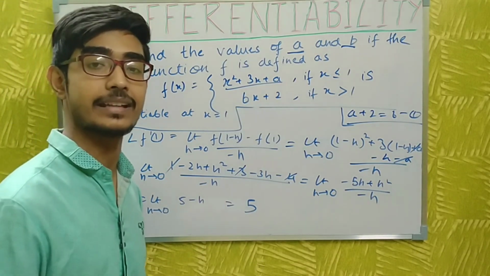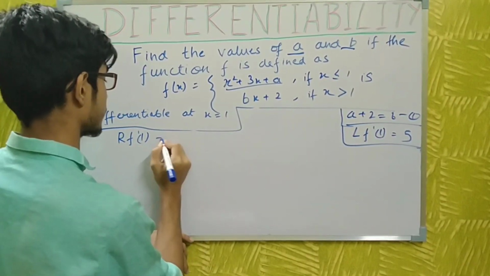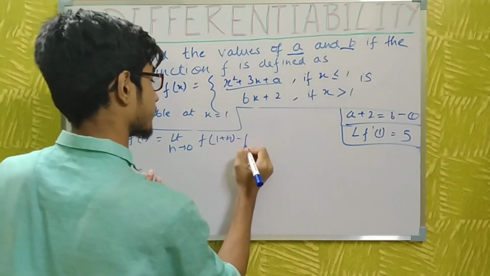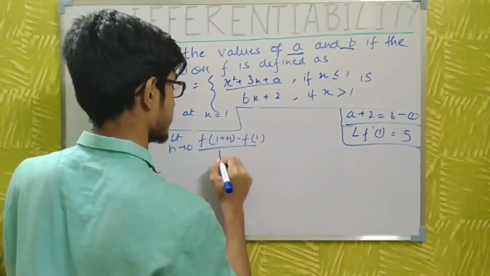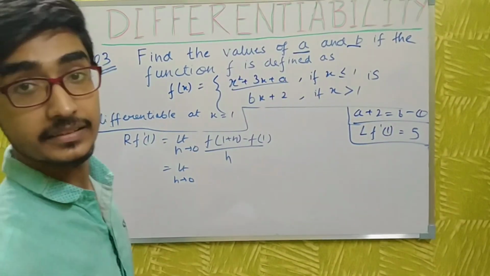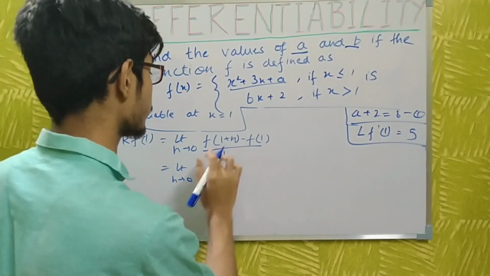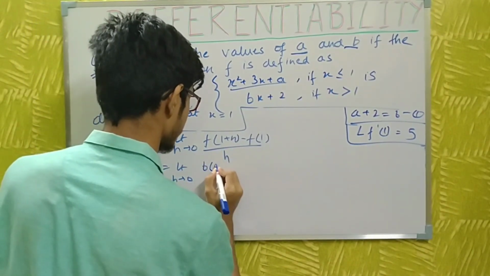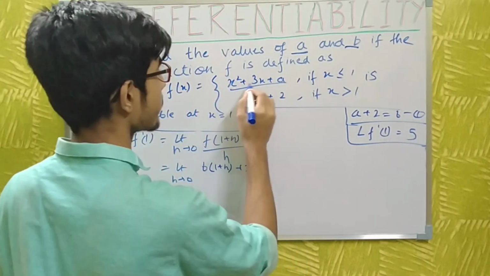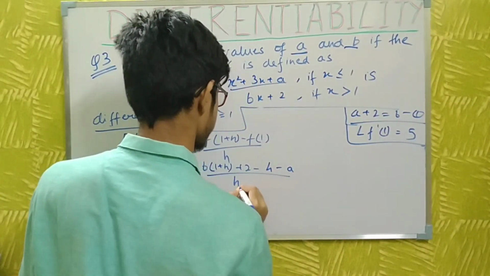So now I am going to find the right hand derivative. Let me find the right hand derivative, that is right hand f dash 1, which is equal to the limit h tends to 0 of f of 1 plus h minus f of 1, by h, which is equal to the limit h tends to 0 of f of 1 plus h. So it will obviously be greater than 1, so I am going to use this one, and in place of x I am going to put 1 plus h. So it will be b into 1 plus h plus 2, minus f of 1, which is 1 plus 3, that is 4, and 4 plus a, that is minus 4 minus a, by h.